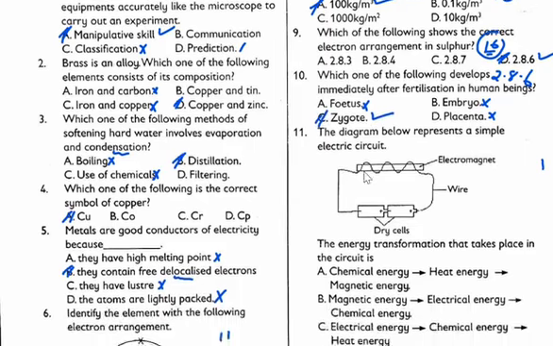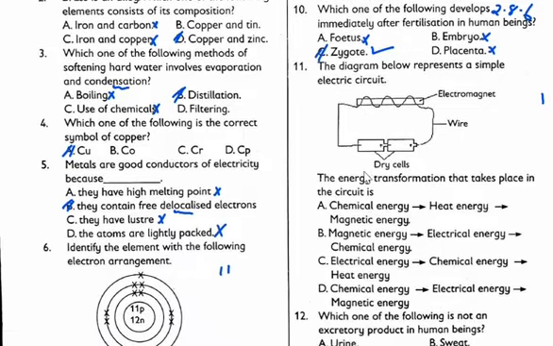We continue to question number 11. The diagram below represents a simple electric circuit. You can see here we have dry cells, a wire, and then here we have an electromagnet. The energy transformation that takes place in the circuit is, here we have the options A, B, C, D. The easiest way to get the correct option: remember that dry cells contain stored chemical energy.